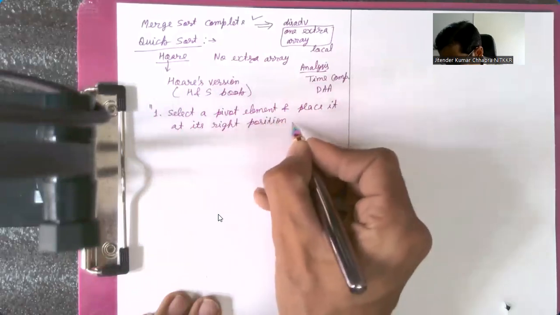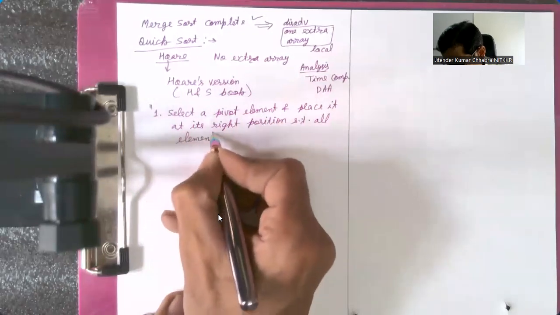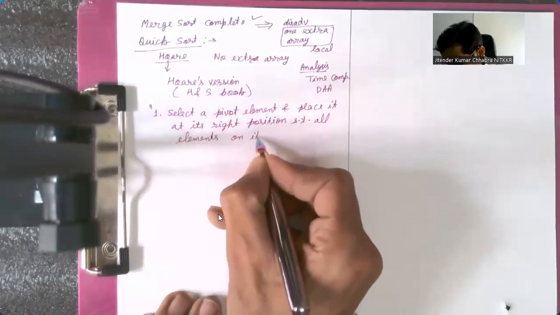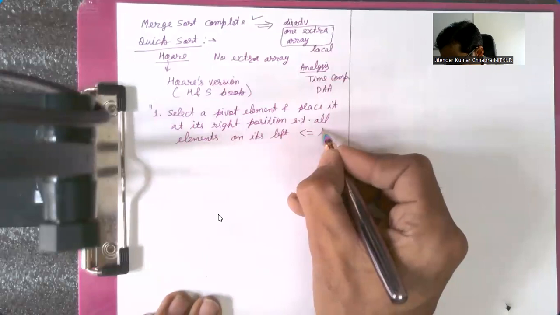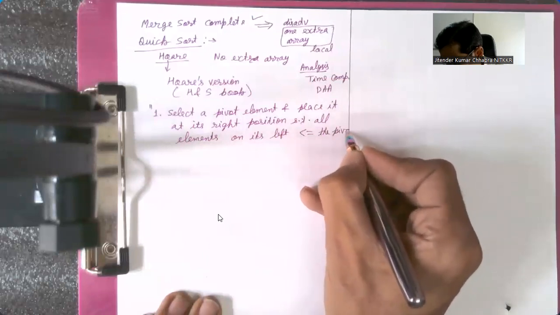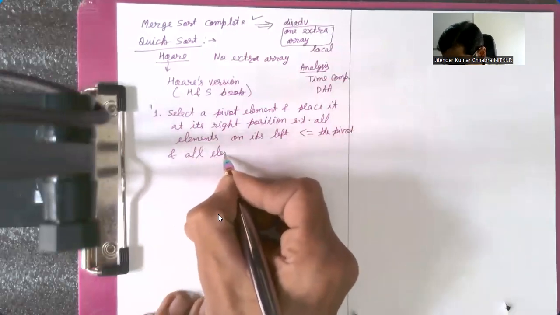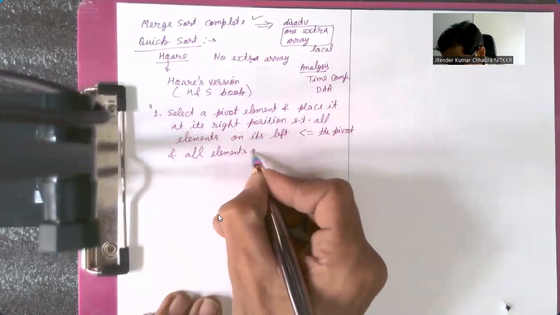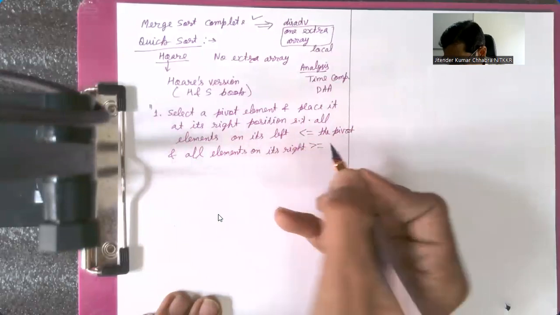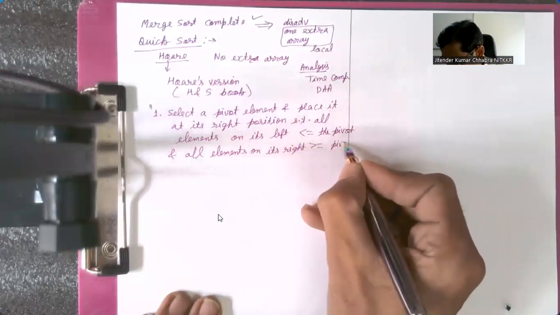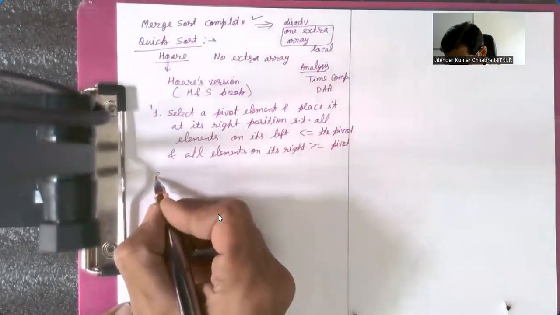Right position means that all elements on the left of it are going to be less than or equal to the pivot element, and all elements on the right of it are going to be greater than or equal to the pivot. So that becomes the right position. That will be step one.